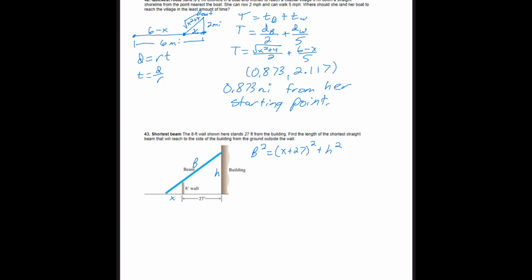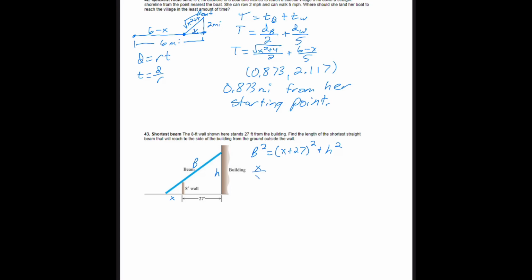So one thing we can see right off the bat is the length of the beam squared is going to be equal to (x + 27) squared plus h squared. That's just using the Pythagorean theorem, right? That's a pretty good place to start out.